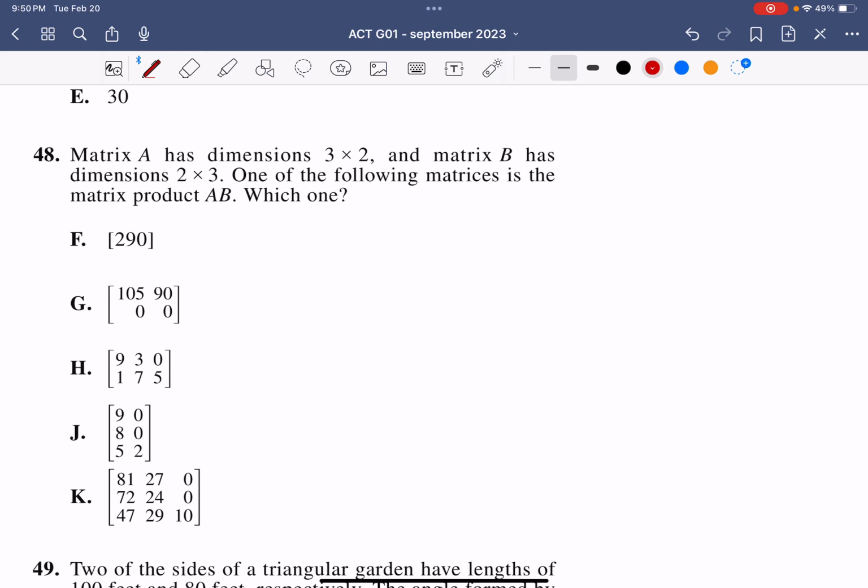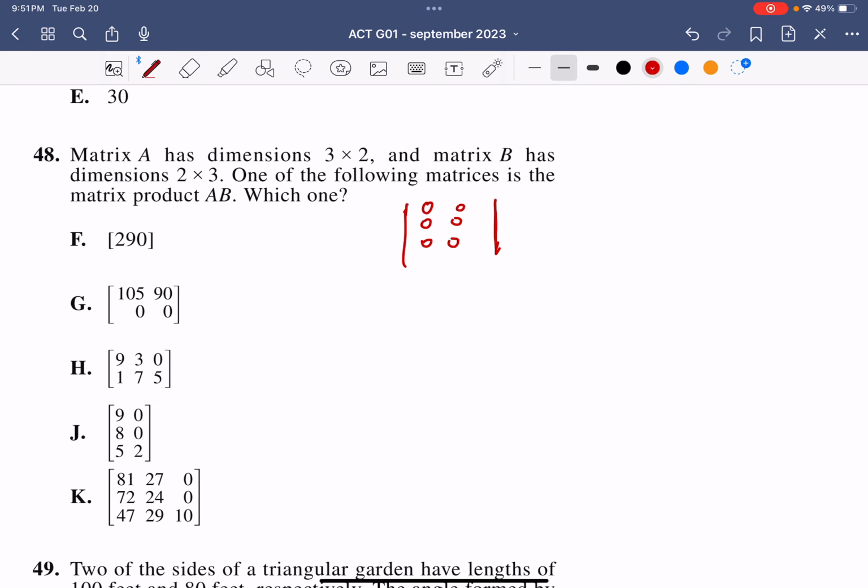So if we write down matrix A, and it's a 3 by 2, we'll just put ones in for a second. You can put in any numbers you want, but let's just make it simple. So it has to have 3 rows, 1, 2, 3, and then 2 columns. Let's just use zeros. So 0, 0, 0, 0, 0, 0. Okay, that's a 3 by 2.